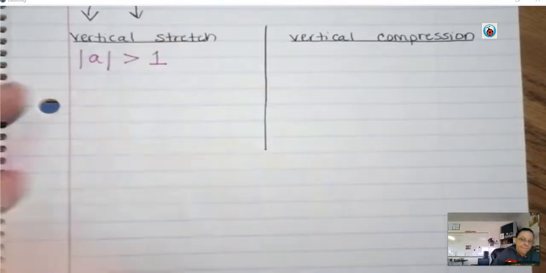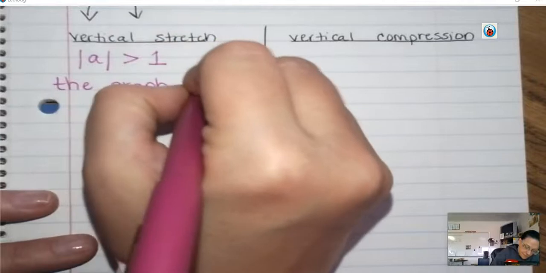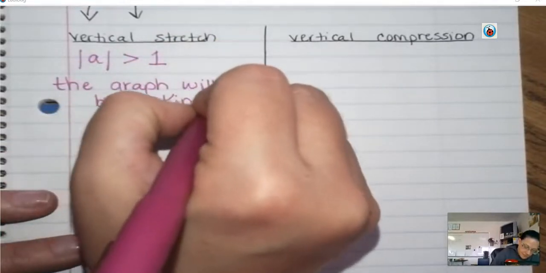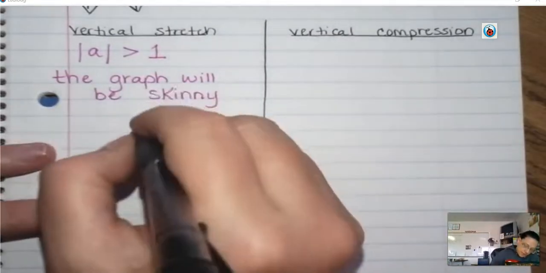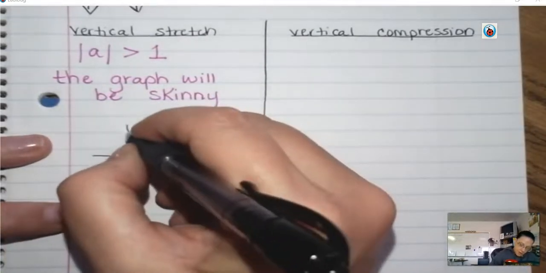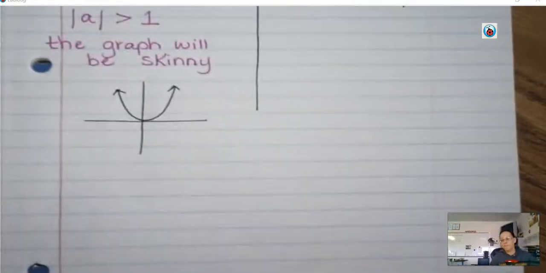Is when the absolute value of A is greater than 1. If it's greater than 1, the graph will be skinny. So these graphs, the normal parent function, y equals x squared, that parabola looks like that.